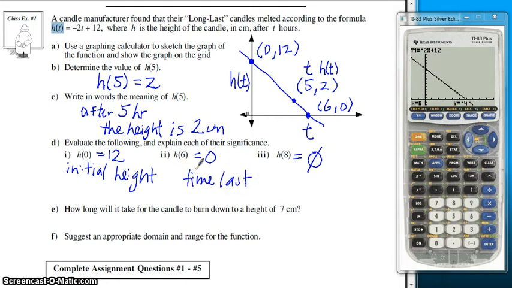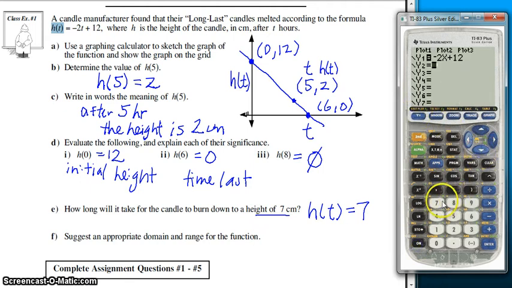How long will it take for the candle to burn down to the height of 7? Oh, remember what you need to do? When you know the height is equal to 7, you don't know t, well, there's no direct way to plug in a calculator. You need to do it indirectly, which is you go here, you type 7. Isn't it y equal to 7? Well, y is h of t here. The function notation represents the y. So here we go. You have an extra line.